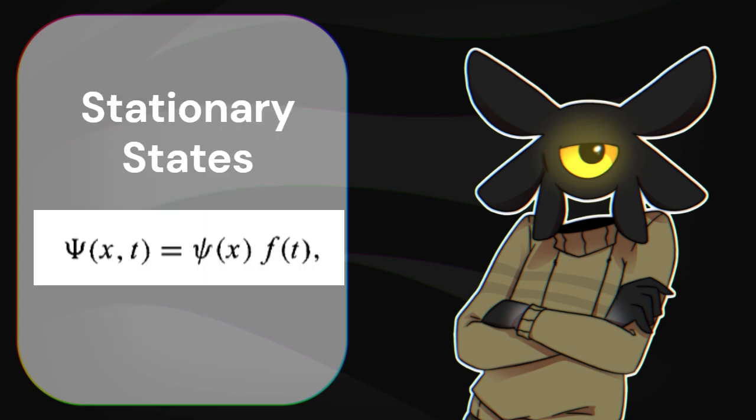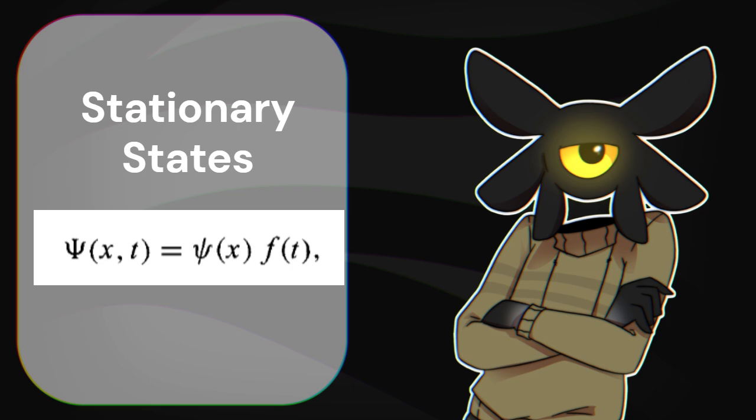Stationary states. We begin this section by revisiting a concept we talked about at length in the first video, the wave function, psi of x and t. We tossed it around a whole lot, but we didn't answer a critical question: how the heck do we even get it?